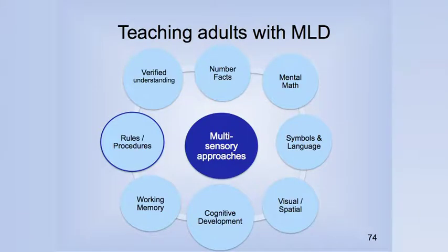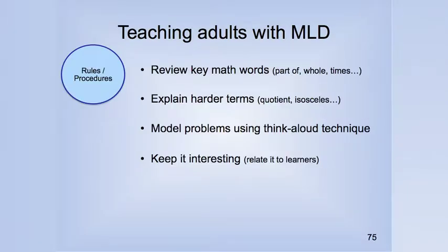Now we can talk about rules and procedures. This can show up when you're reviewing key math words. So that, we talked about this earlier, like preempt. If you're going to be talking about isosceles, maybe you bring up the word isosceles, because boy, it might not be so hard to say, but spelling it is a whole other ball game.